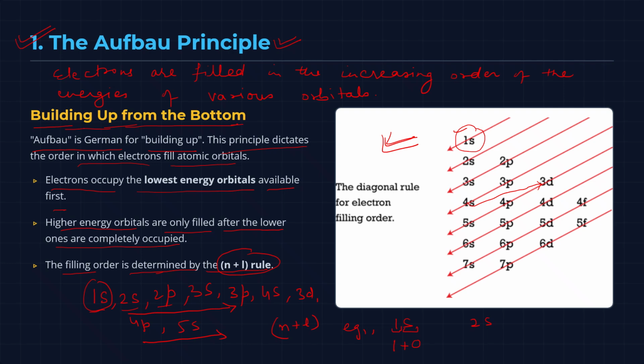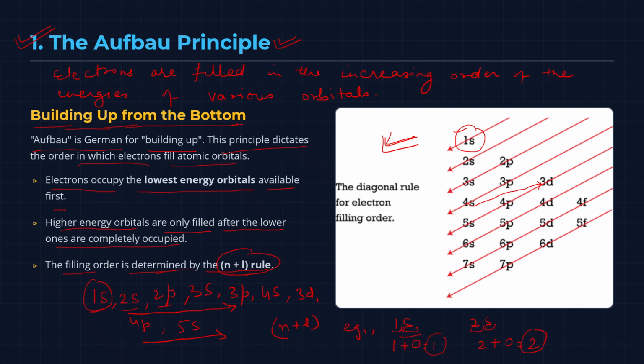Similarly, in case of 2s, the value of n is equal to 2 plus l is what? Again, S subshell is here. For S subshell, value of l is equal to 0. So here the total value comes to be 2. Here the total value comes to be 1. It means this is the lower n plus l value, and 2s has n plus l value more as compared to 1s. So 2s will be higher in energy because its n plus l value is higher as compared to 1s. Clear? So Aufbau principle is mostly based on the n plus l value.